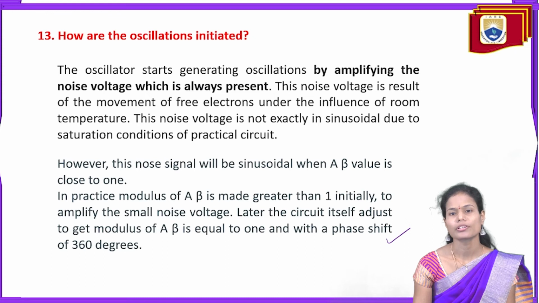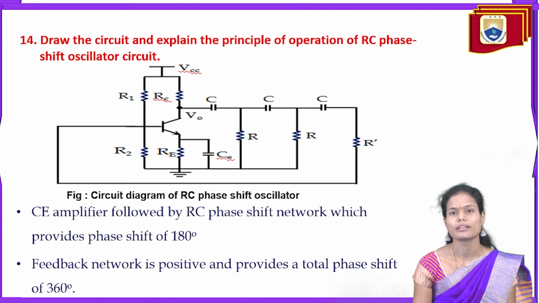Later the circuit itself adjusts the modulus of A beta equal to 1 with a phase shift of 360 degrees. In this way, the oscillations are initiated in the circuit, and we have to explain it in detail. And next, draw the circuit and explain the principle of operation of the RC phase shift oscillator.